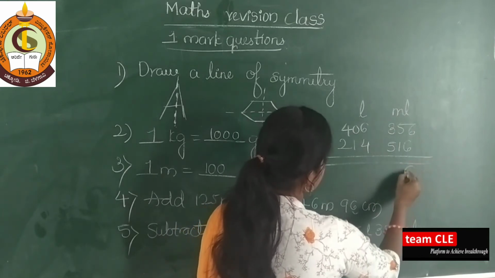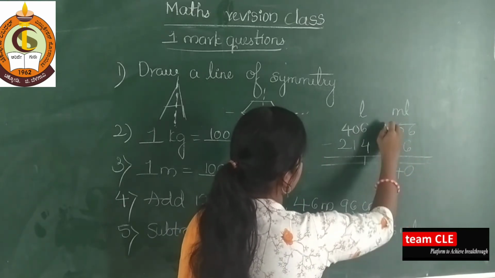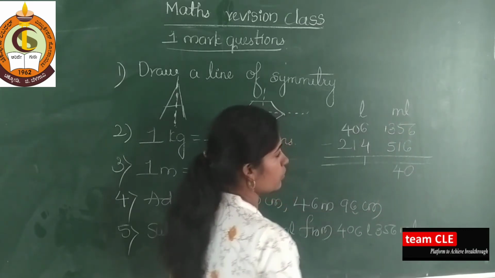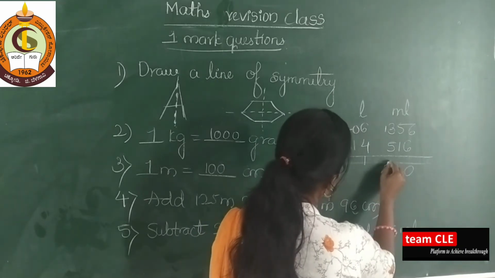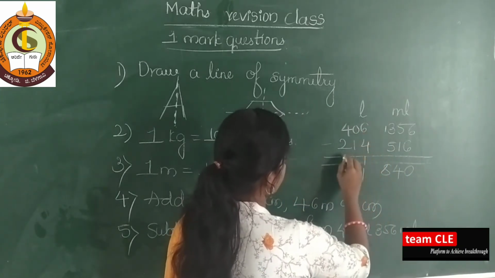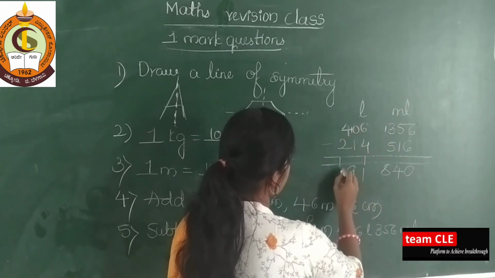6 minus 6 is 0, 5 minus 1 is 4, and take here 1 carry, it becomes 13. 13 minus 5 is here 8. 6 minus 4 is 2, 2 minus 1 is 1, 0 minus 1 not possible, take carry, 10 minus 1 is 9, 4 minus 3 is 1.